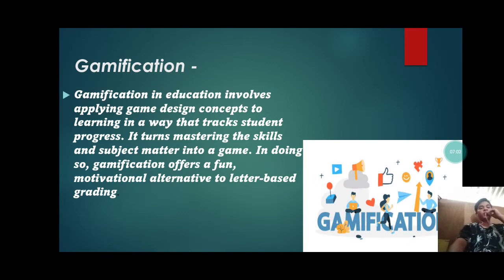Gamification. Gamification in education involves applying game design concepts to learning in a way that tracks students' progress. It turns mastering the skills and subject matter into a game. In doing so, gamification offers a fun, motivational alternative to letter-based grading.